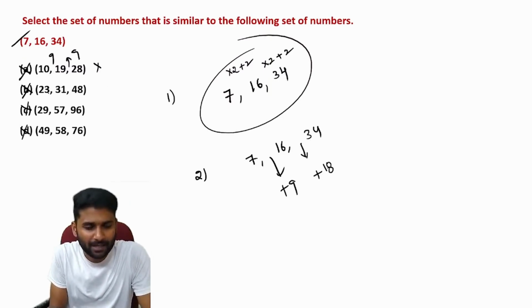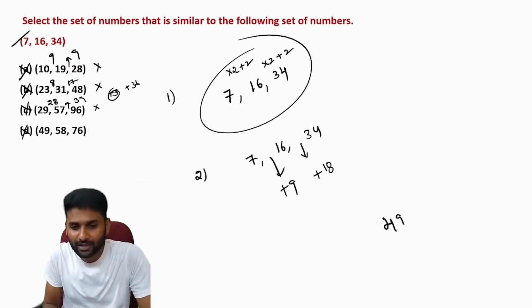So it's wrong. 23 and 31, here the difference is 8, and 31 and 48, the difference is 17. It does not follow our condition. 29 and 57, if you go through that, it's a difference of 28 units. Here the difference of 96 and 57 plus 3 is 60, 36. Then the total difference is 39. It also does not follow the condition.